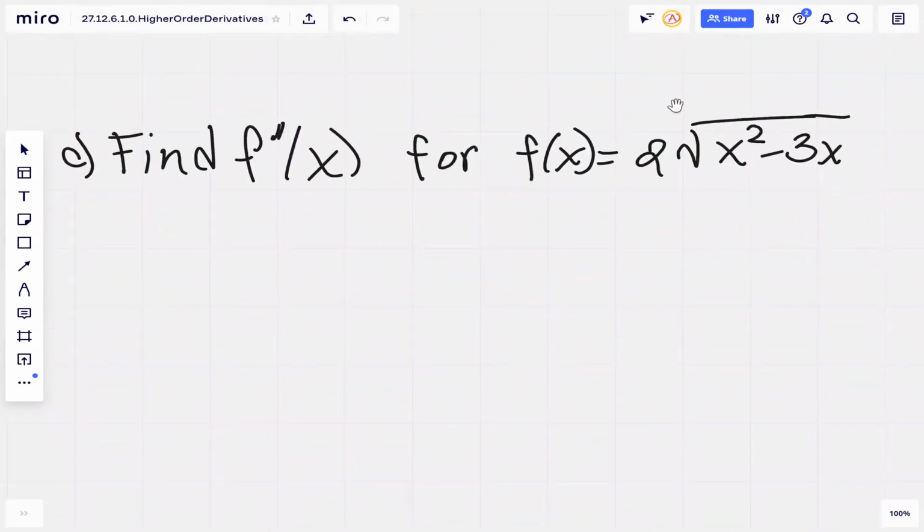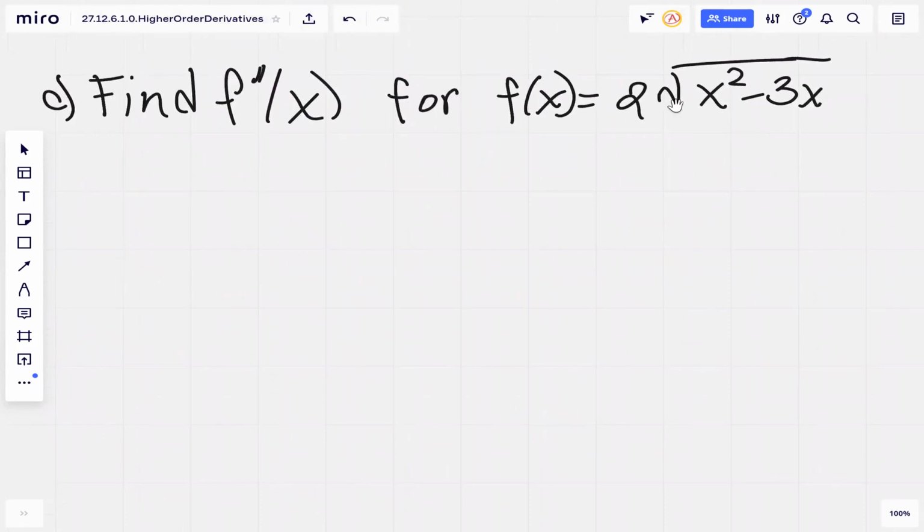That looks like double prime. So find f double prime for f at x equals 2 times the square root of x squared minus 3x. Okay, let's give this a try. Again, start with the first derivative. Okay, so 2.